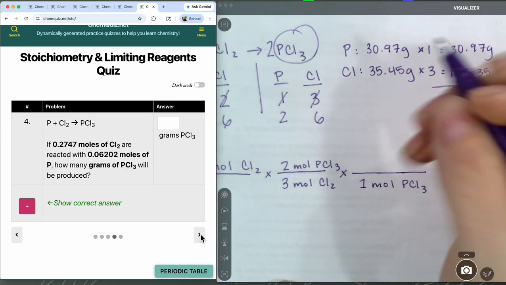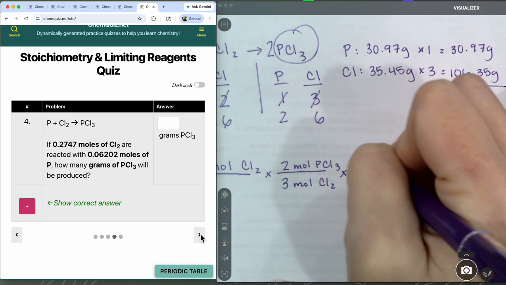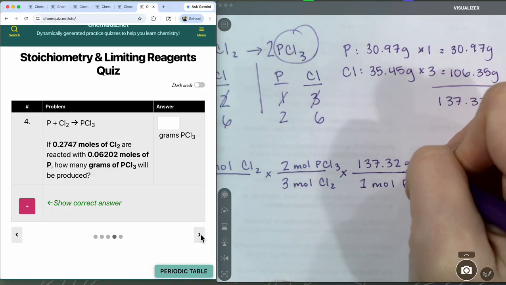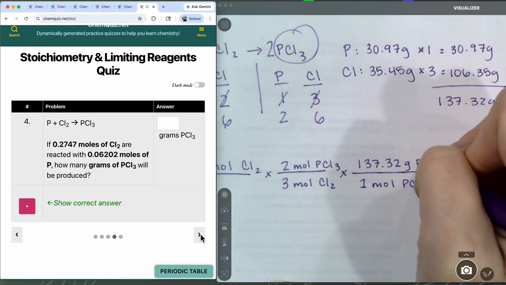Okay. Beautiful. 32 grams per 1 mole of PCl3.